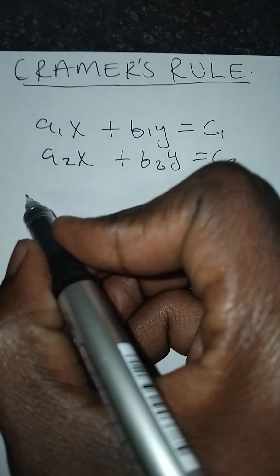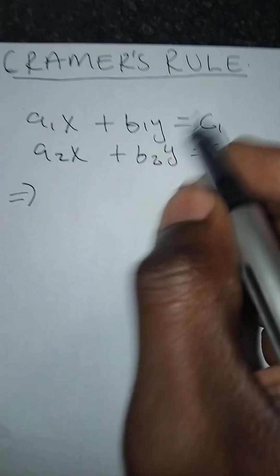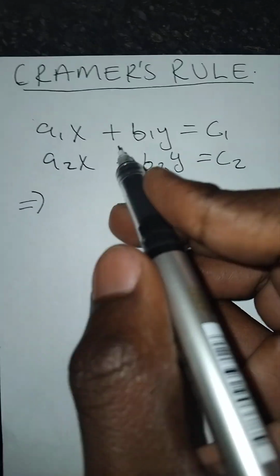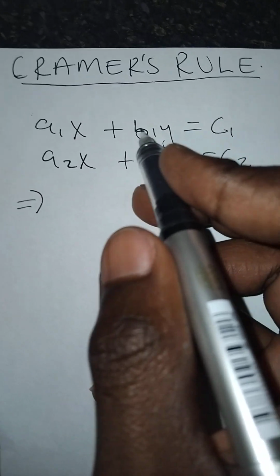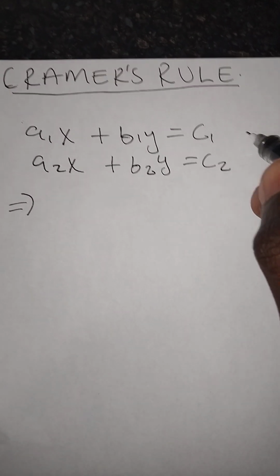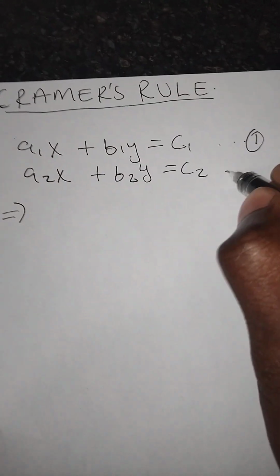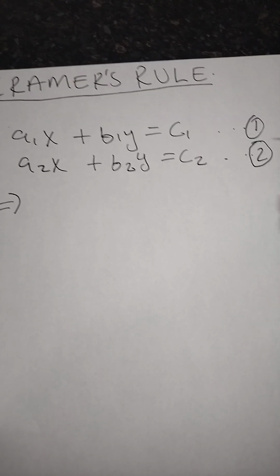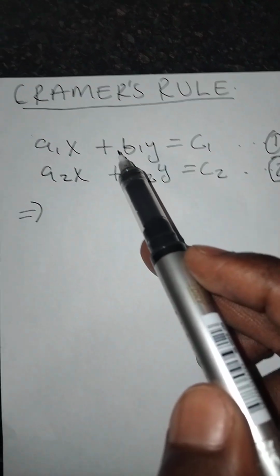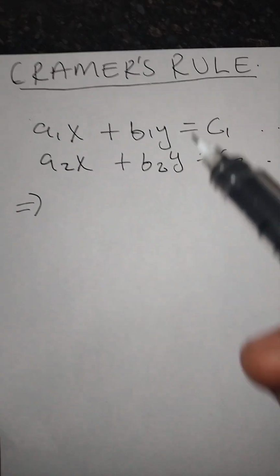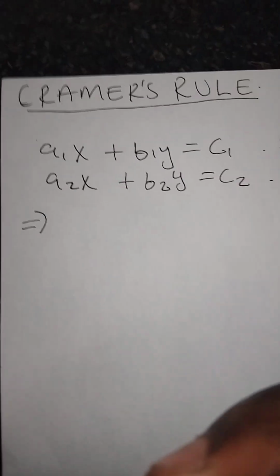So the first thing that we want to do is to eliminate y and find x. If we are to eliminate y, let's call this one equation 1 and this one equation 2. We can multiply equation 1 by b2 and multiply equation 2 by b1.